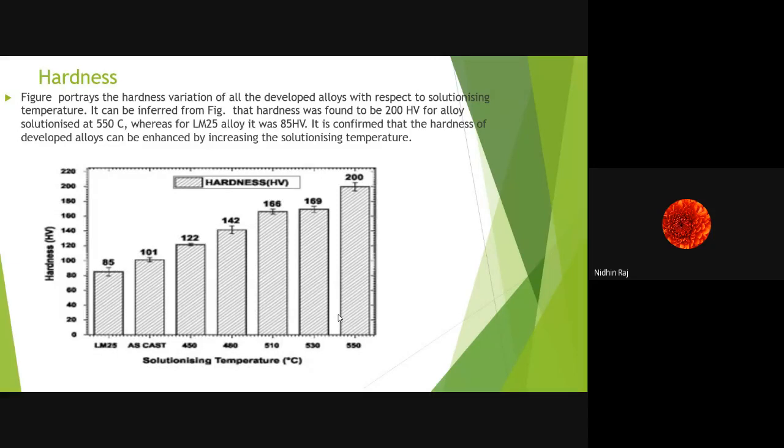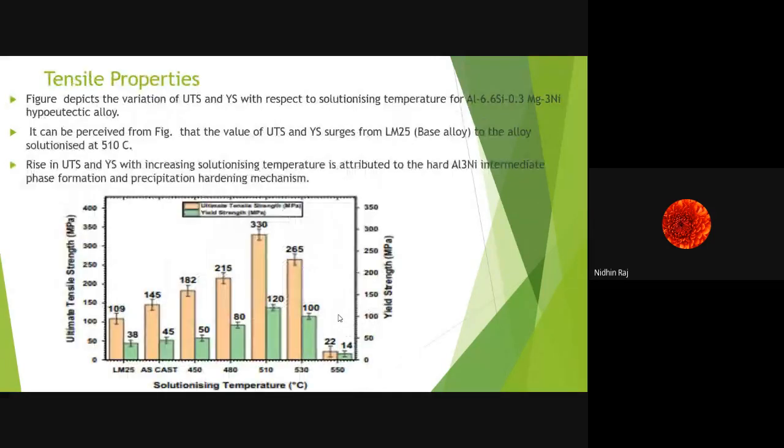So we found an increasing trend for hardness from LM25 to the 550 degrees Celsius solutionized alloy. The hardness ranged from somewhere between 85 HV to 200 HV. Okay. Now moving on to the next property, that is tensile property. So we have studied ultimate tensile strength, yield strength, as well as percentage elongation here.